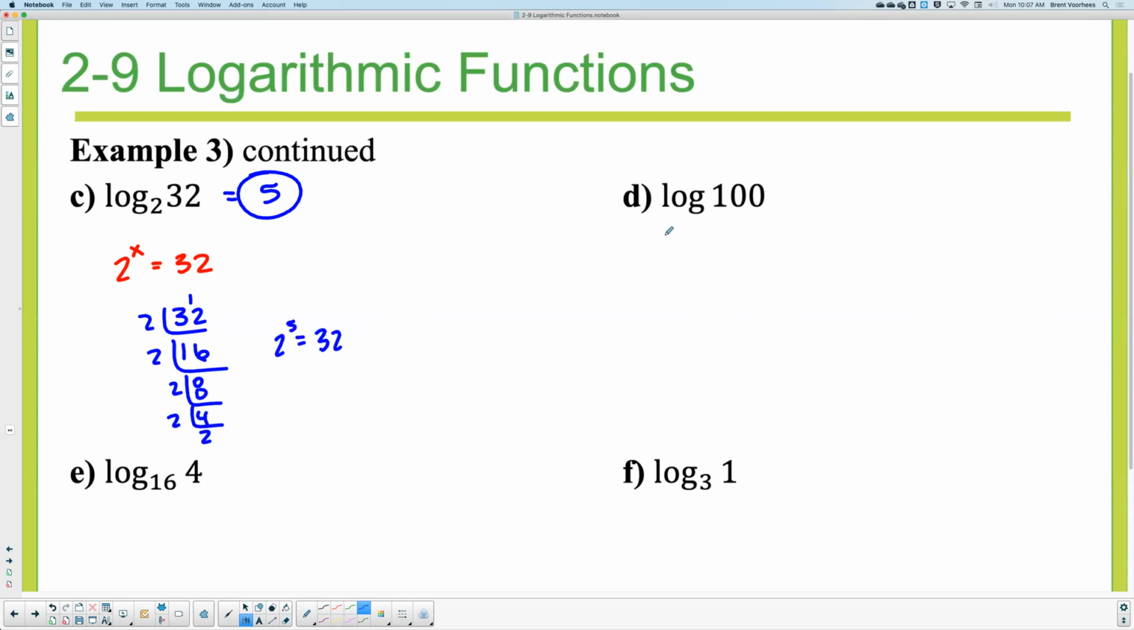Okay, what about this one? I don't even have a base. 10. So if I wanted to rewrite this, I'd be saying 10 to the x equals 100. Now you'll probably know the answer. The answer is going to be 2. But let's just show the work. 100 divided by 2. No, I messed that up. What should I divide by? 10. And you get 10. And I can stop whenever I have the same base. So that's saying 10 squared equals 100.